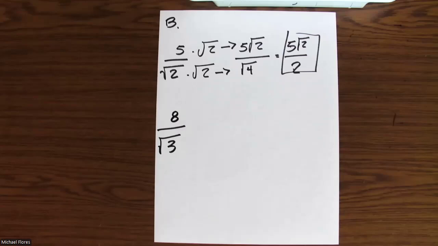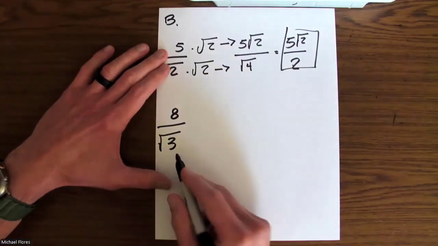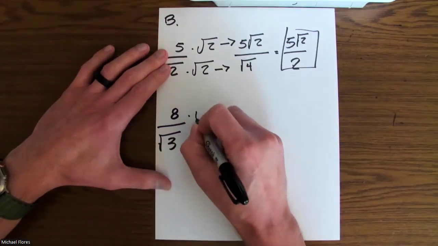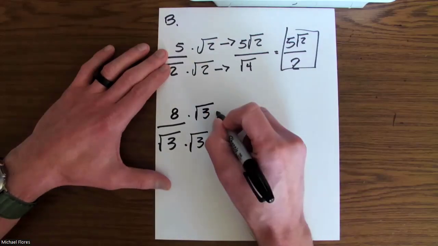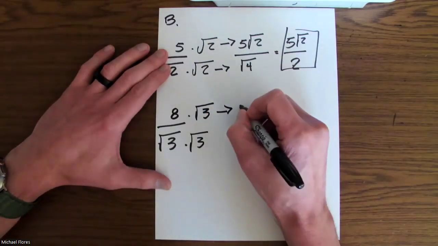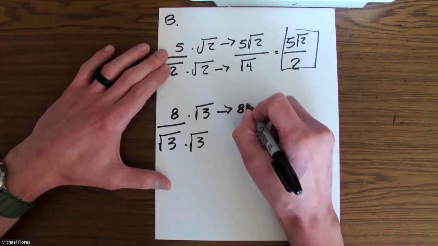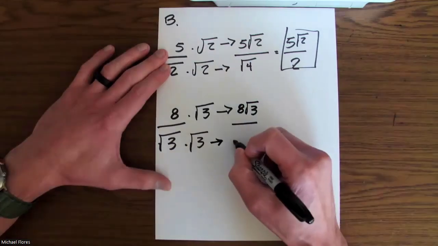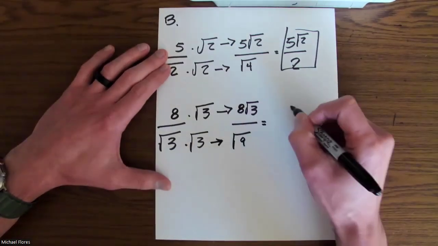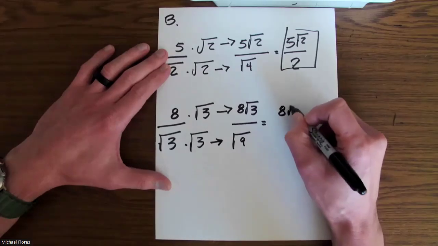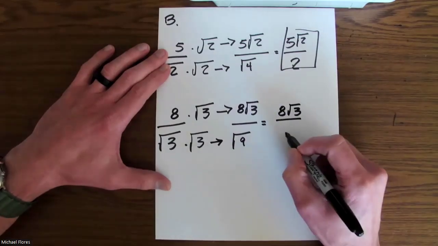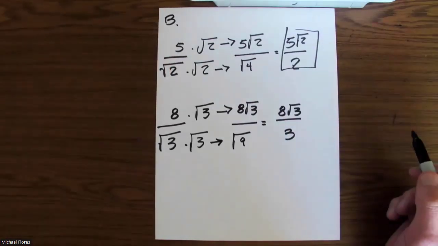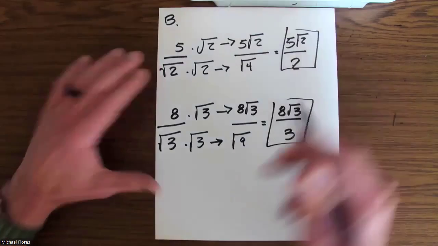Okay, now let's do 8 over root 3. Since we have root 3 in our denominator here, we're going to multiply our fraction, top and bottom, by root 3. 8 times root 3 is 8 root 3 over root 3 times root 3 is the square root of 9. And the square root of 9 is 3. We will then check, can these numbers simplify? 8 over 3? No, they cannot. So this is your final answer.